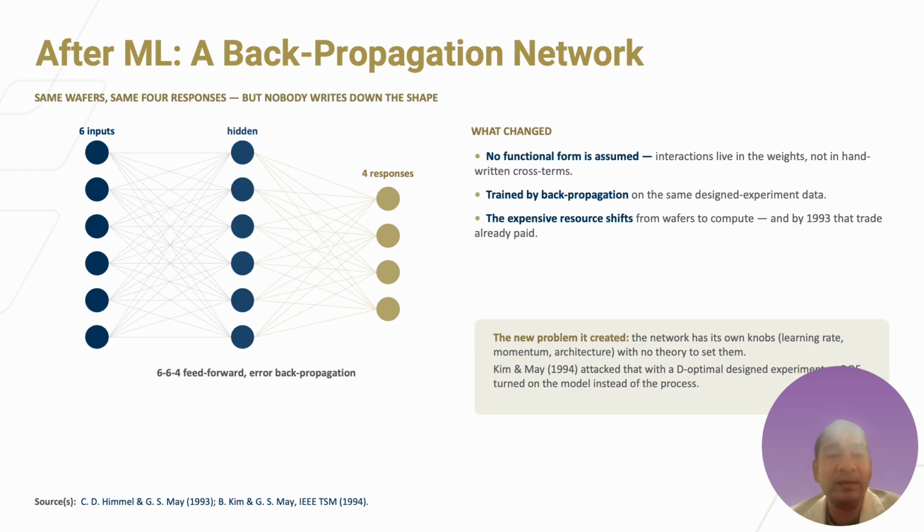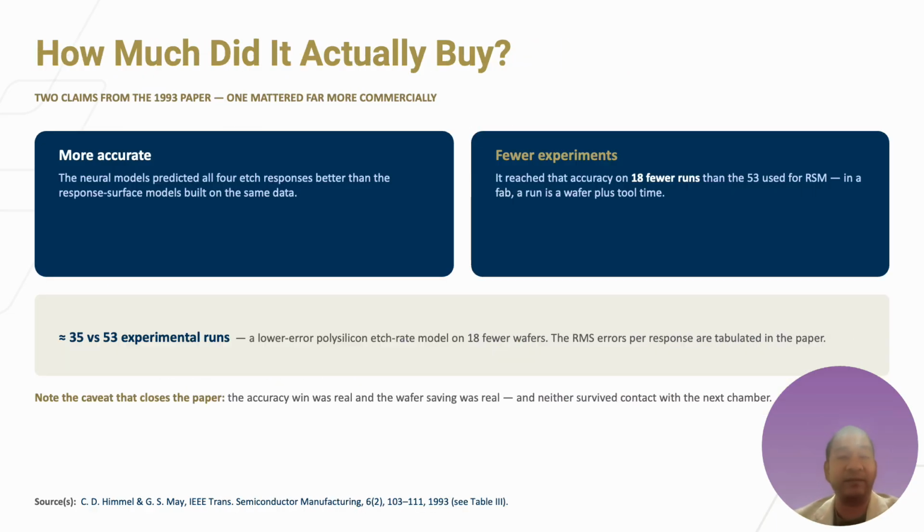The new problem it created is that the network has its own settings, like the learning rate, with no theory to pick them, so a follow-up study used the same design of experiments idea on the network itself.